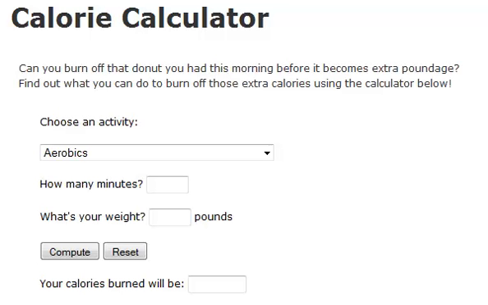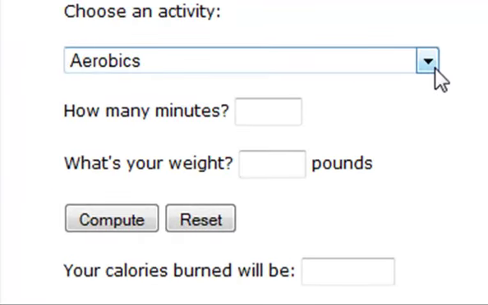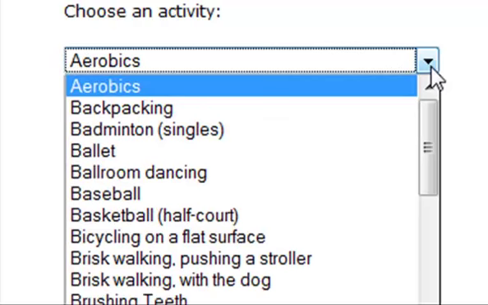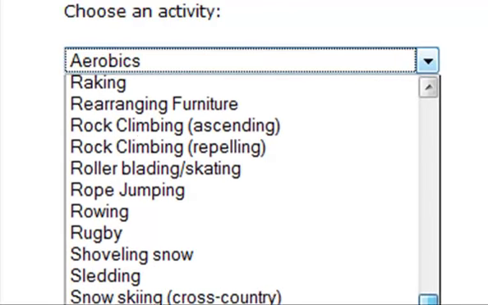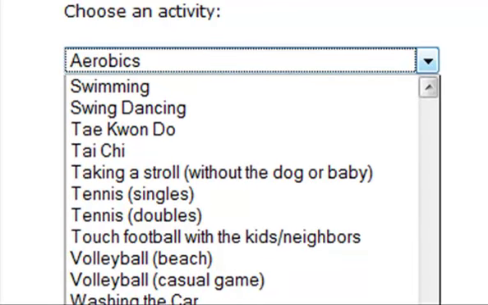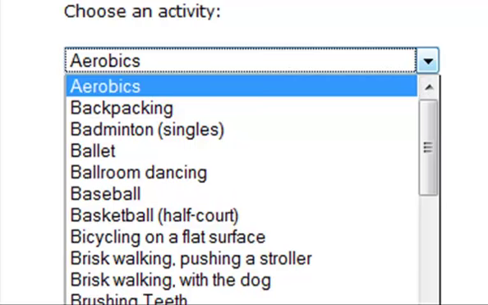I found this particular calculator on a fitness website, and let's take a look at how it works. There's only a few different parts to it. The first part is you choose an activity, and in this case it defaults to aerobics, and it has a listing of a bunch of activities, all in alphabetical order, so it's easy to find the particular activity that you want to find out how many calories you burn when you do that activity.